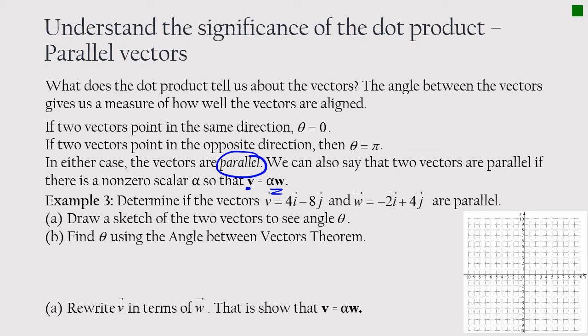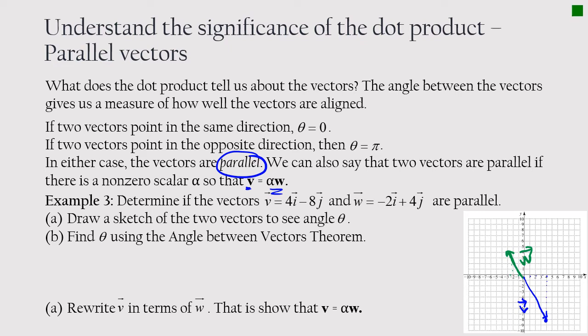First let's draw a sketch so that we can see. v is going to be going over 4 and then down 8. There's v. And then w is going to be going over 2 and up 4. There's w. You can see that these are going to be parallel, going in that same alignment. Let's check it using the angle between two vectors theorem.